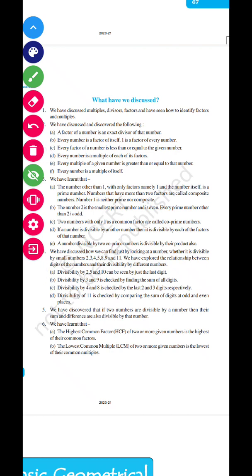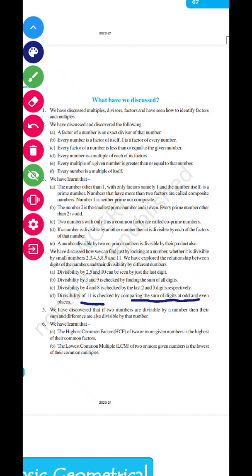Then divisibility of 3 and 9 can be checked by finding the sum of the digits. For 3 and 9, how will you check? You need to add every digit and check. Then for 4 and 8, we need to check the last 2 and 3 digits. For 4, we will check the last 2 digits. For 8, we will check the last 3 digits. And for 11, we will check by comparing the sum of digits in the odd places and even places.